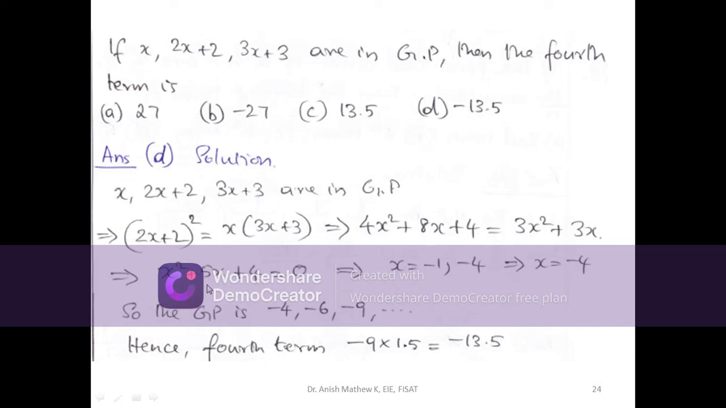So this will be in the form x square plus 4x plus x plus 4, that is x into x plus 4 plus 1 into x plus 4 equal to 0. Then only you will get this x square plus 5x plus 4. So this we can factorize as x plus 1 into x plus 4 equal to 0, which means x equal to minus 1 and x equal to minus 4. So x equal to minus 1 is not possible, which means x equal to minus 4.